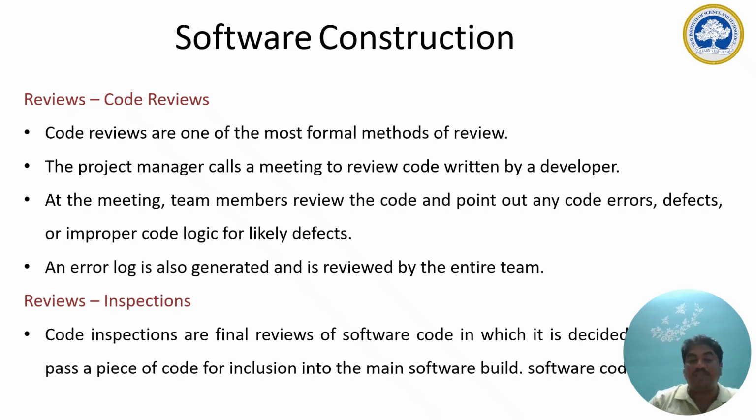The final one is the inspection, that is, the review inspection. Code inspections are the final review of the software code, in which a decision is taken whether the software is accepted or not. So the piece of code will be inspected, or at this moment we check the whole software, and we do the software building. Okay.